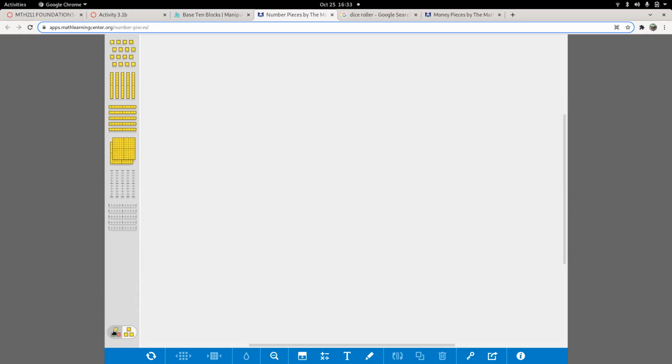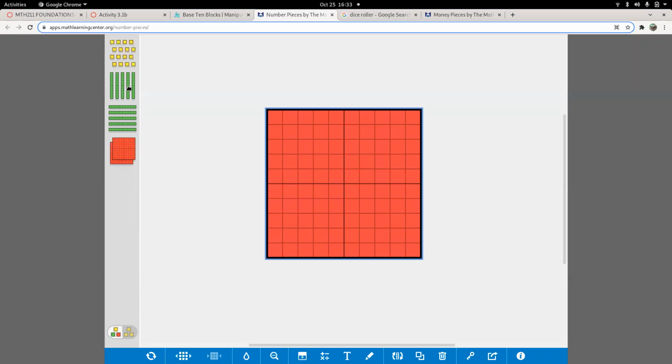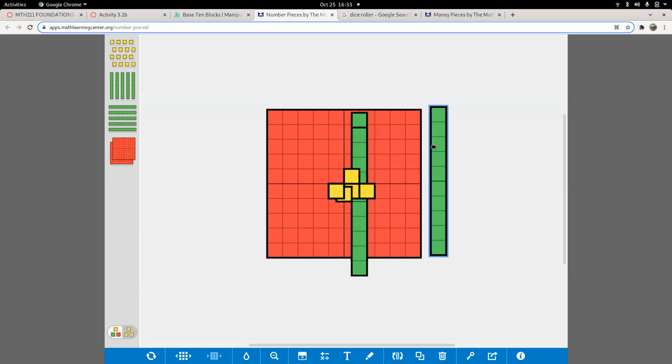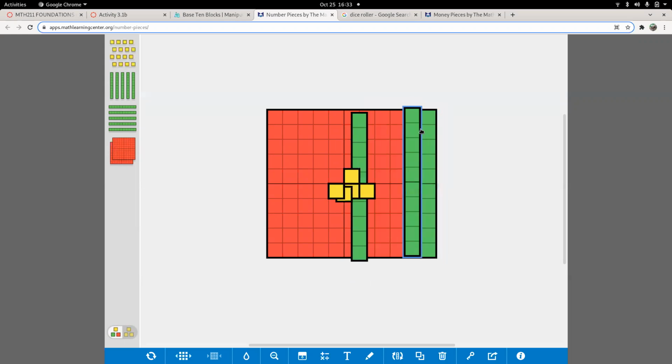So I like the colored version of this, so I can see hundreds are red, tens are green, and units are yellow. So I want to show what 136 looks like. And it didn't put them in ideal spots, so I'm just gonna move them over a little bit.